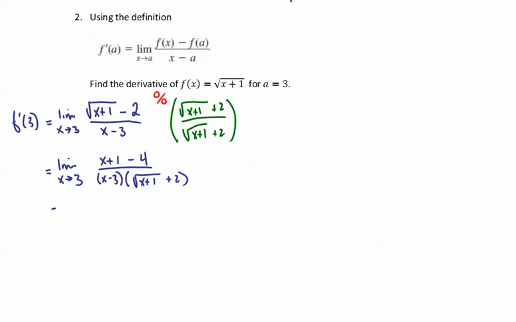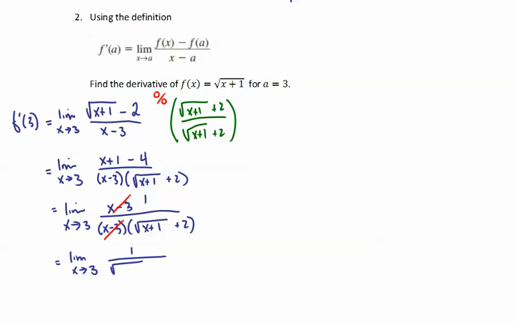Now you should notice in the numerator that we get x minus 3, and we also have an x minus 3 factor in the denominator that's going to cancel out with that. We cancel those x minus 3 factors. We're now left with 1 over square root of x plus 1 plus 2. So we have limit as x approaches 3 of 1 over square root of x plus 1 plus 2. At this point we can simply plug in x equals 3, and we'll get 1 over square root of 4, which is 2, plus 2, or 1 over 4.